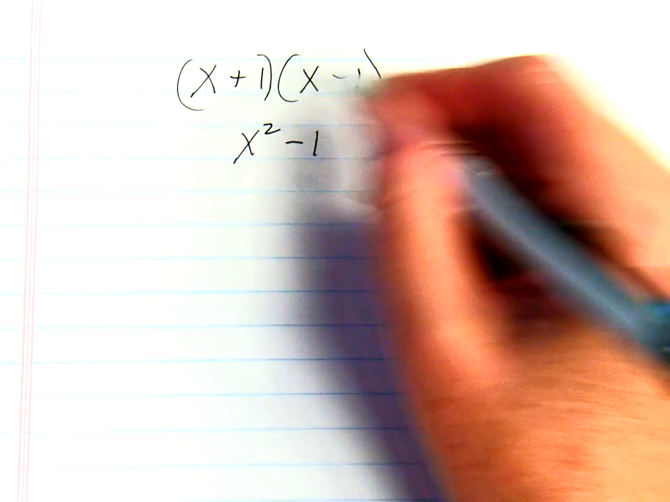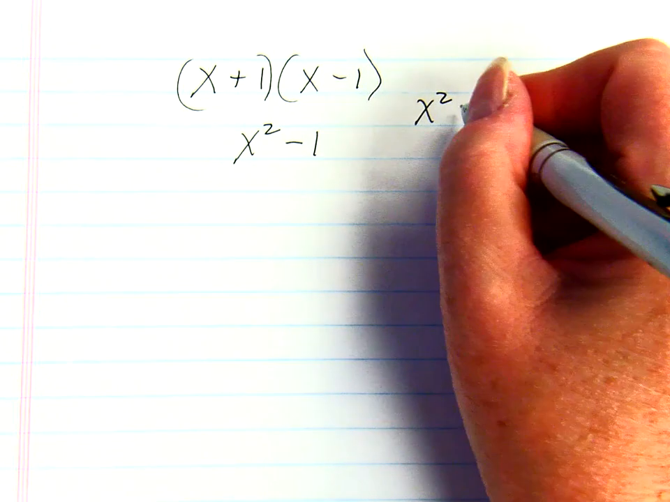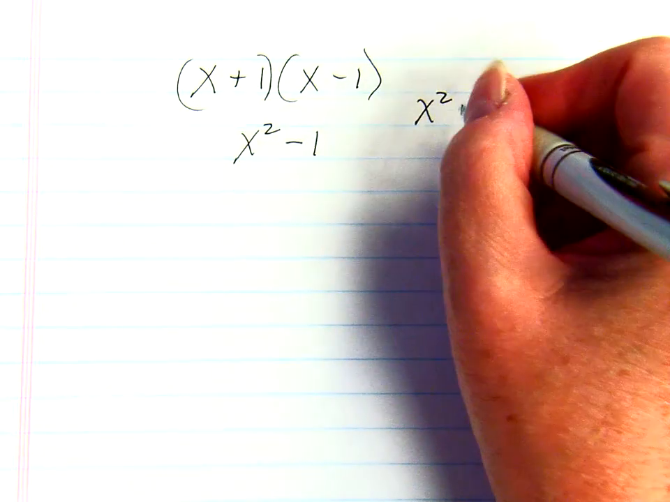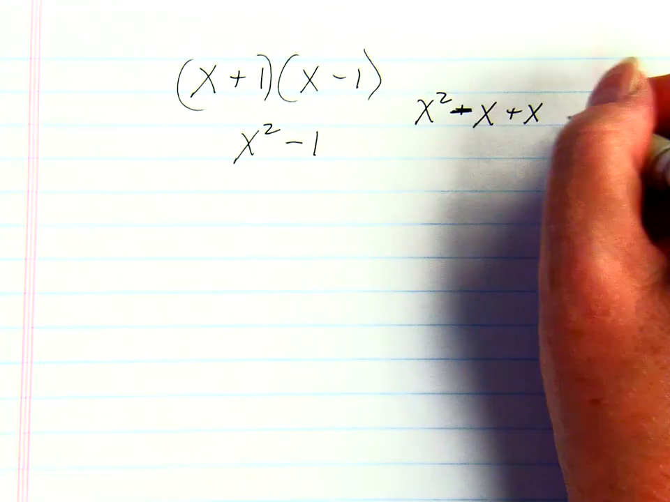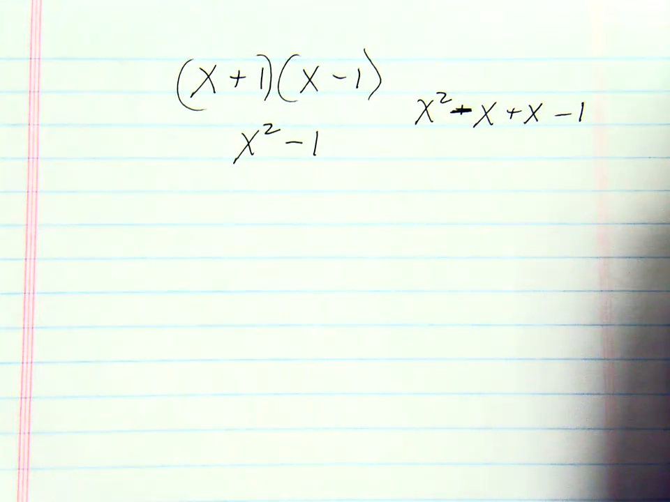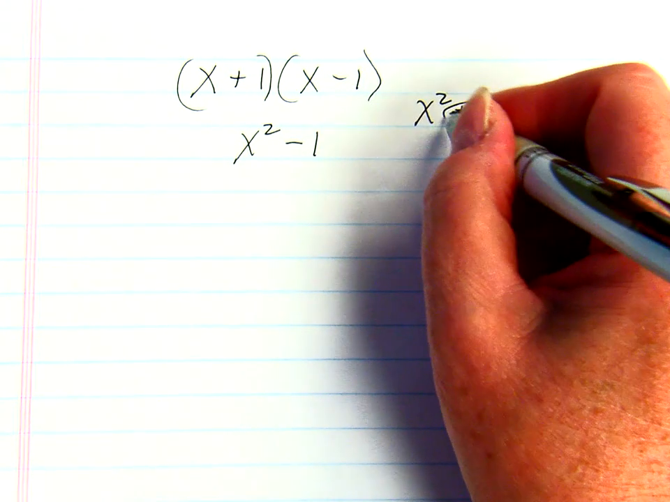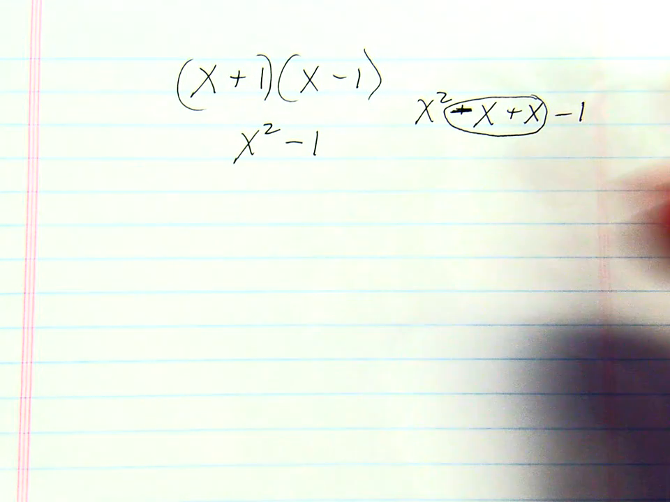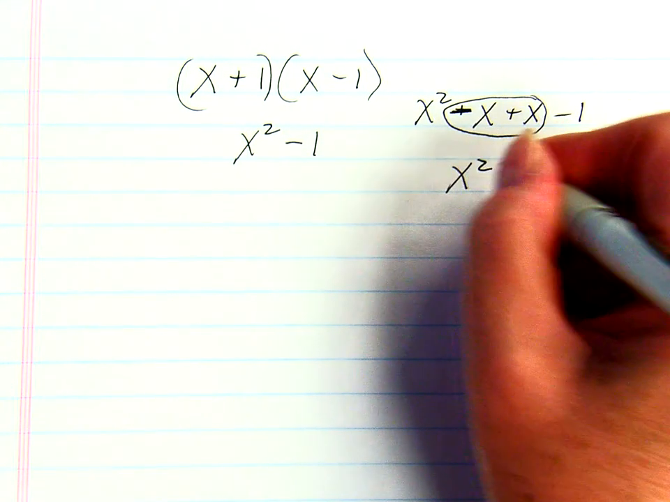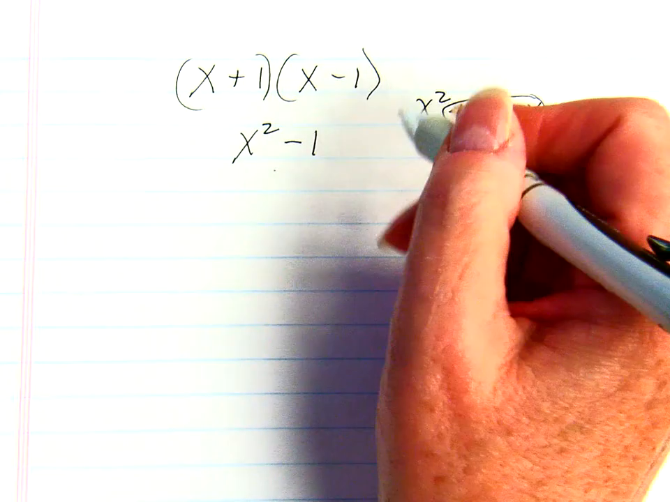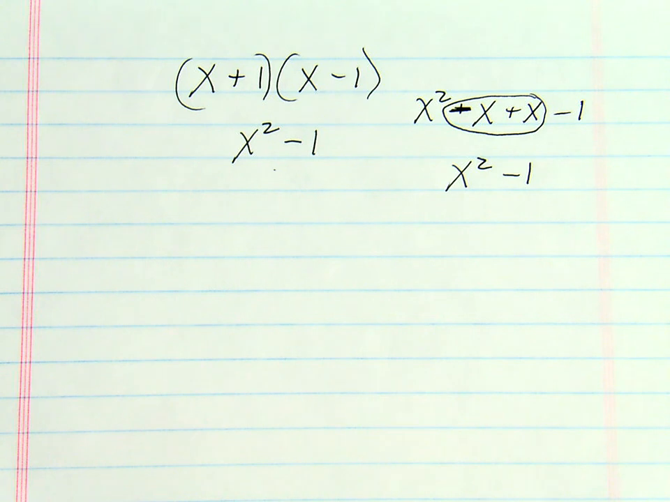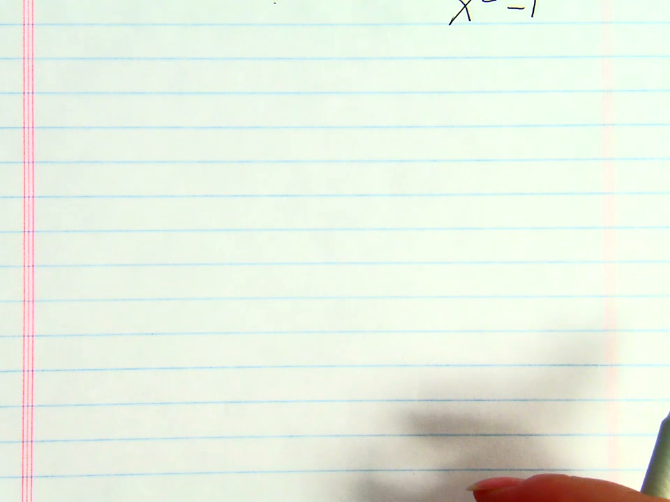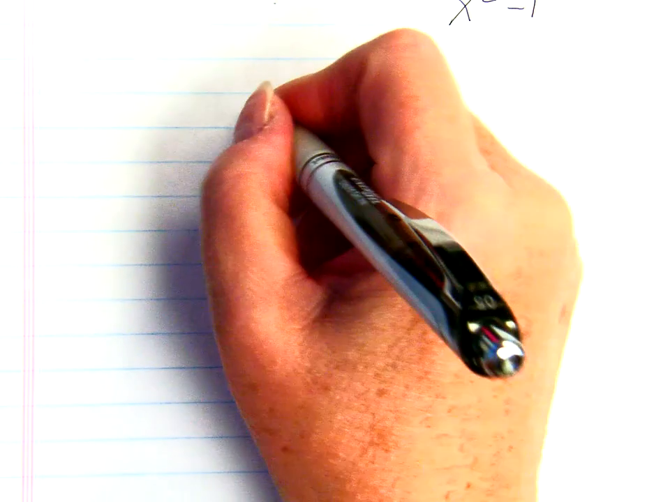If we actually FOIL it, we see that we've got x squared, plus, our outside is actually minus x, and then our inside is plus x, and then our last is minus 1. Negative x and positive x combine to 0, so it becomes x squared minus 1, which is what we have here. So that's what we were doing. So now we're going to undo that. So our problems are going to look like x squared minus 36.